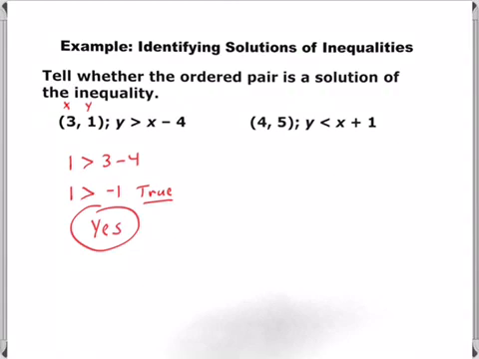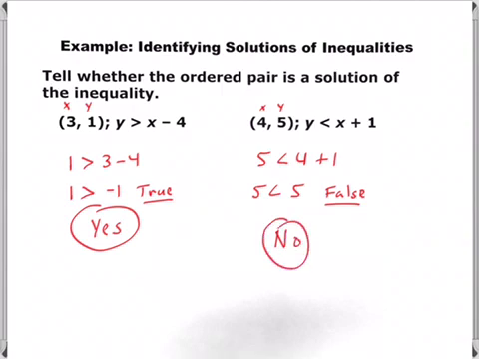In the next one, we've got x and y, so x is 4, y is 5. We plug it in. We've got 5 is less than 4 plus 1. When we simplify, we get 5 is less than 5. 5 is not less than 5. 5 is equal to 5. So this is a false statement. And since that's a false statement, 4, 5 is not a solution.